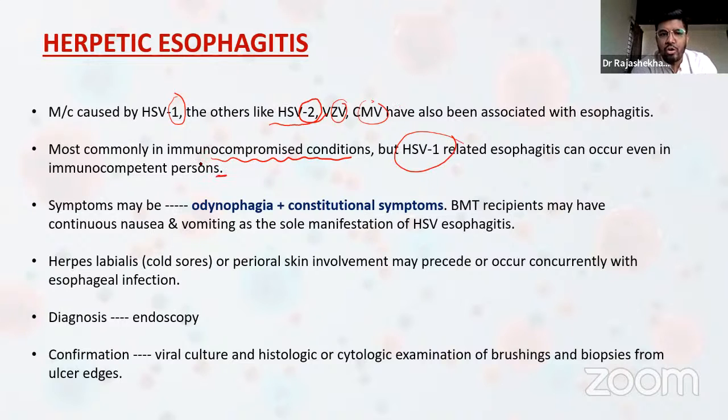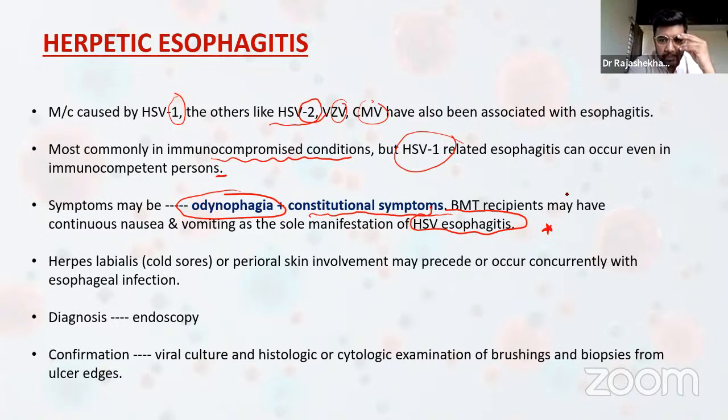So how do the symptoms occur? Obviously, if there is esophagitis, there has to be odynophagia, along with some constitutional symptoms, just because it is a viral fever. So you'll also have fever, myalgia. Along with this, there is typical odynophagia. And bone marrow transplant recipients may have continuous vomiting and nausea without odynophagia as the sole manifestation of HSV esophagitis. So this has been defined in particular, so we need to know this.